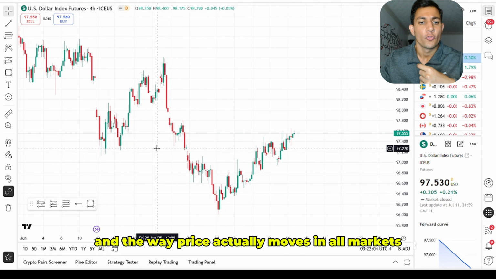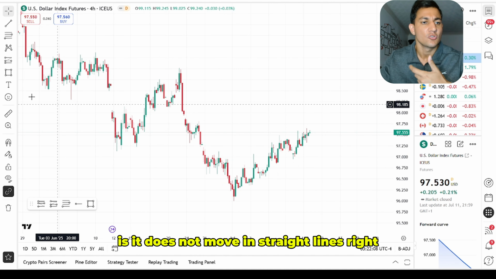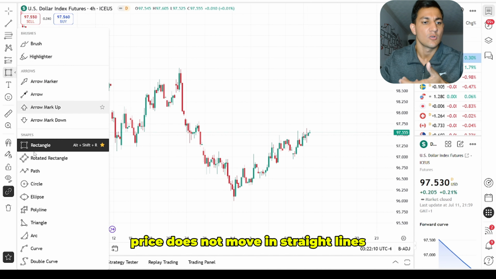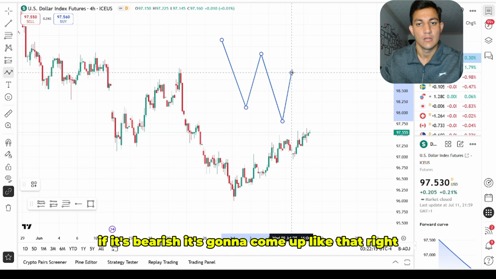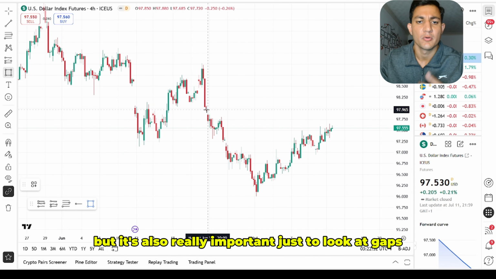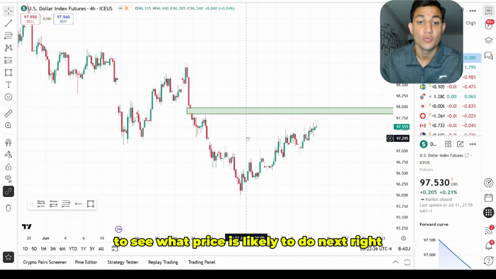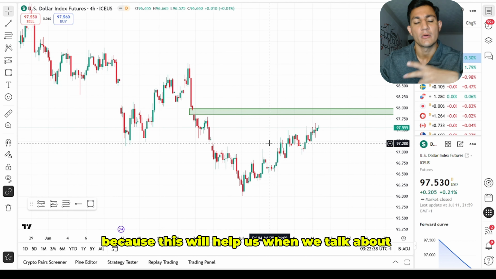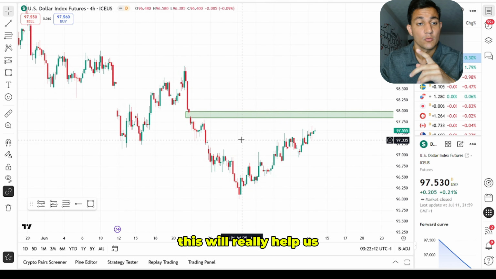The way price action moves in all markets is it does not move in straight lines. Price does not move in straight lines, even if it's bearish. If it's bearish, it's going to come up like that. So all we need to know is the overall trend. But it's also really important to look at gaps in price action to see what price is likely to do next, because this will help us when we talk about euro dollar, gold, Bitcoin, all the other markets.